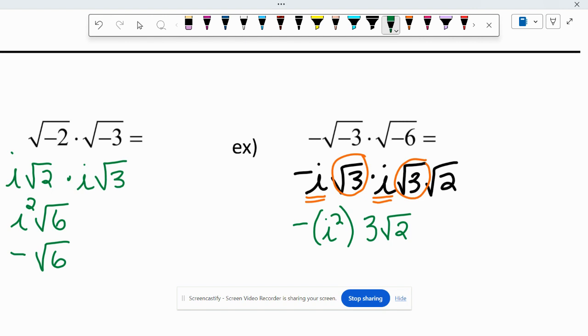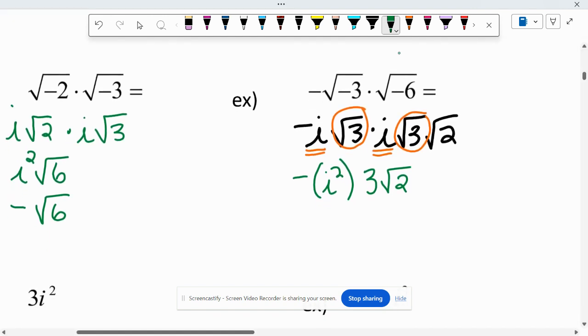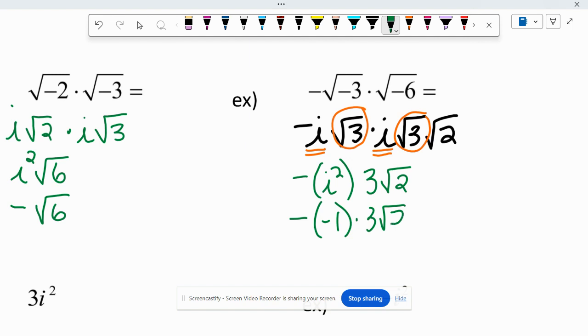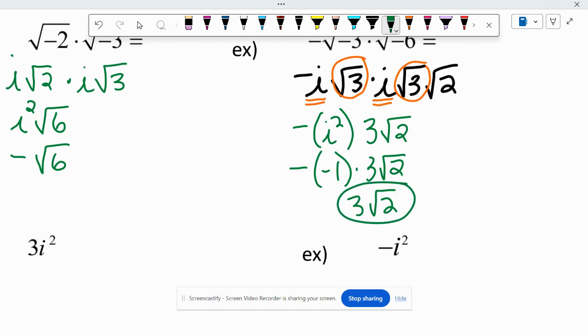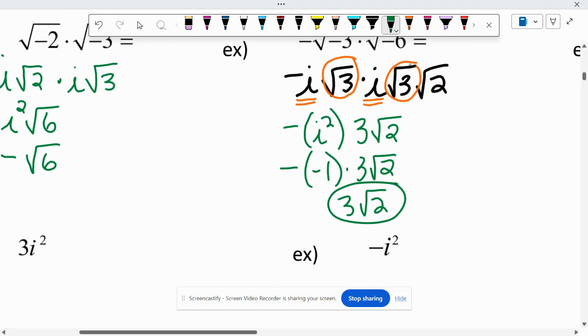But what is i squared? What's the value of i squared? Negative 1. So I really have negative times negative 1 times 3, times the square root of 2. But what is negative 1 times negative 1? Positive. So your final answer is just 3 root 2. I could have multiplied those together and got 18 and we would have broken it up as the square root of 9 times the square root of 2, but I want you to see what's really happening. Okay, let's look at the next one.